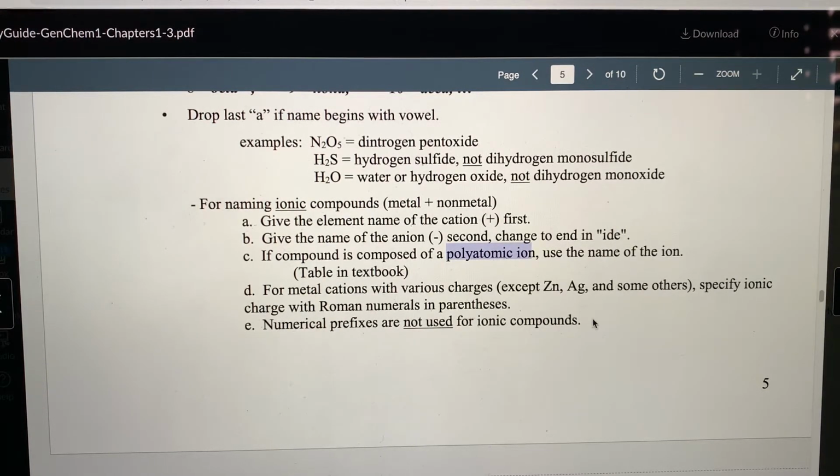There are a few elements that we need to know have various charges, like copper, iron, tin, chromium, and manganese. Those are the ones that form various charges. So you have to use Roman numerals to indicate the charge. If it's +1, Roman numeral I; if it's +2, Roman numeral II.